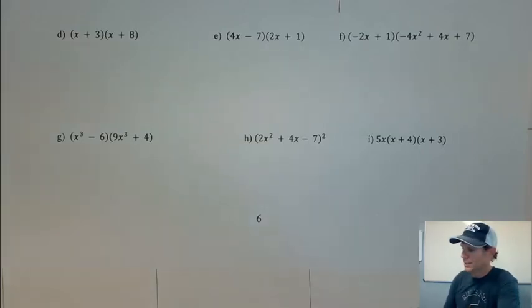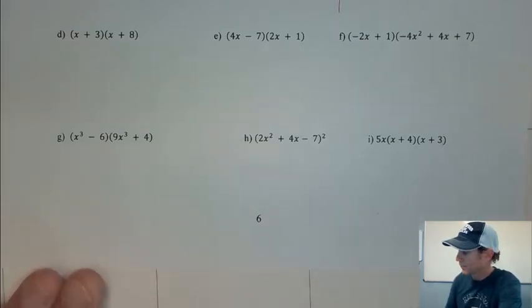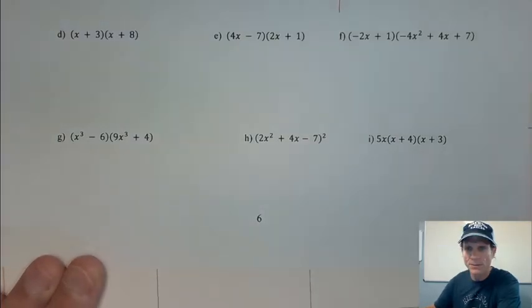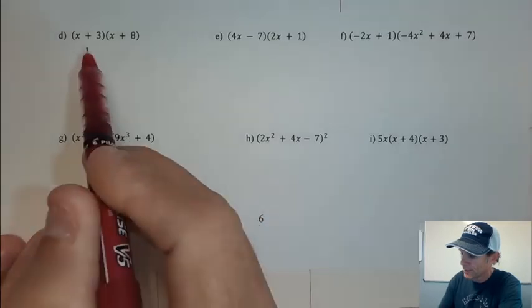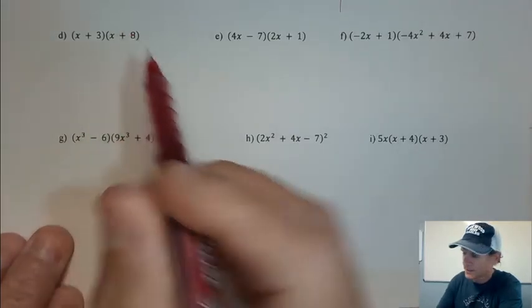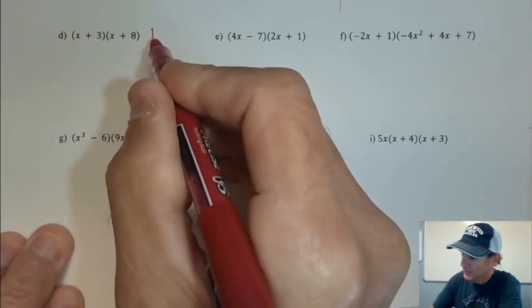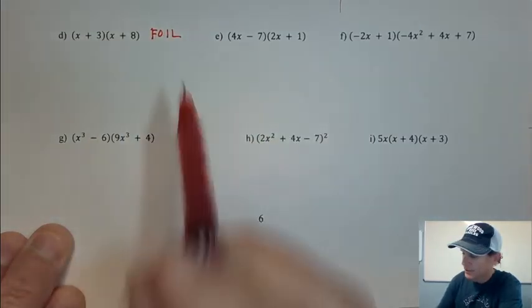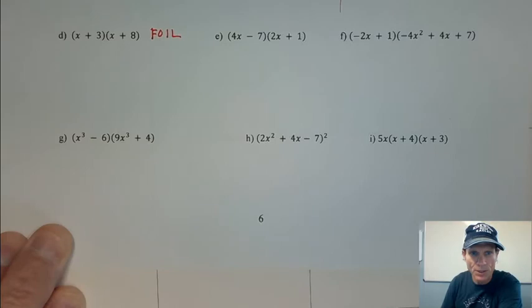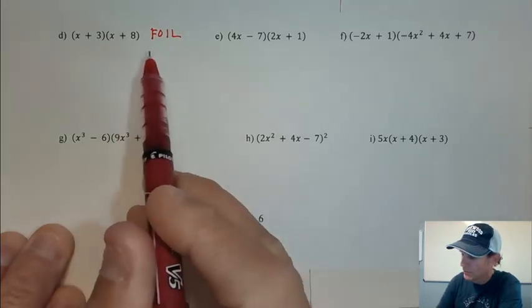All right, looking at D in 10.6, multiplying polynomials. What I like to remember, and some students will recognize this and immediately start thinking of this little acronym, FOIL, that will help us remember how to multiply this.